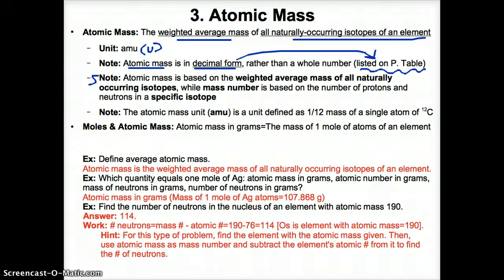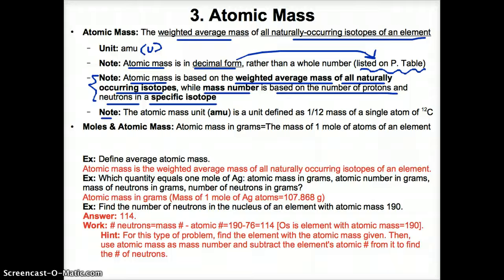One important distinction I want you to know about atomic mass versus mass number is atomic mass is based on the weighted average mass of all naturally occurring isotopes. On the other hand, mass number is only based on the number of protons and neutrons in one specific isotope. So this has to do with all naturally occurring isotopes and a weighted average mass, while mass number only focuses on the number of protons plus the number of neutrons in a specific isotope.